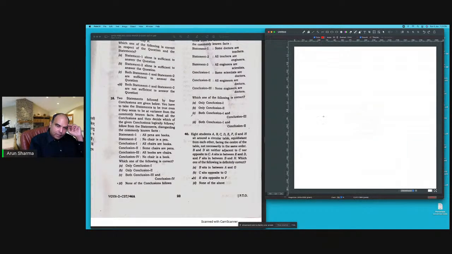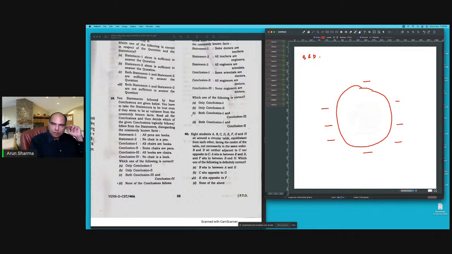Okay, eight words A, B, C, D, F, E, G, H sit around a circular table, equidistant from each other, facing the center of the table, not necessarily in that order. So this is how they sit, equidistant, always. B and D sit neither adjacent to C nor opposite C. B and D, not adjacent to C, not opposite C.